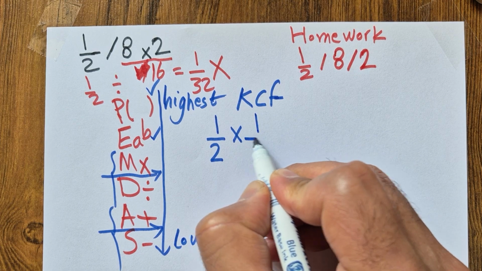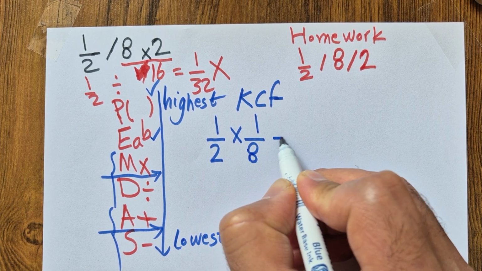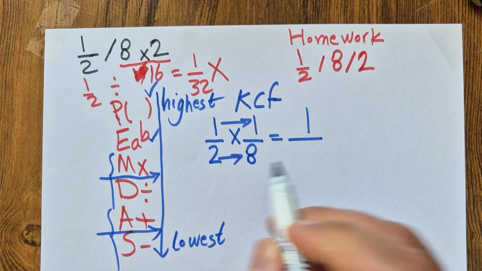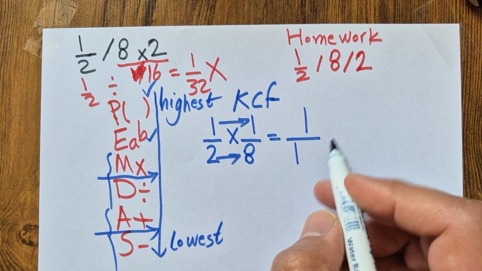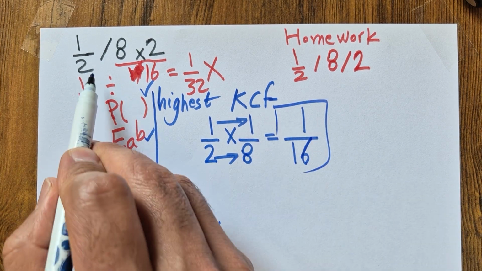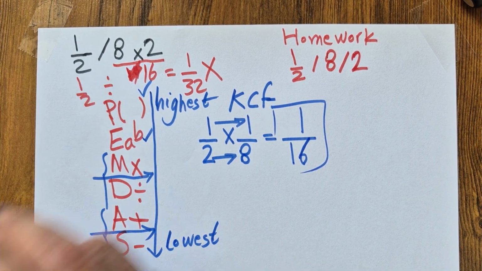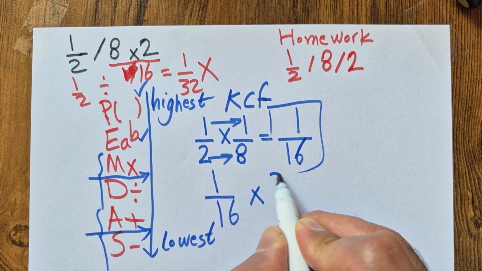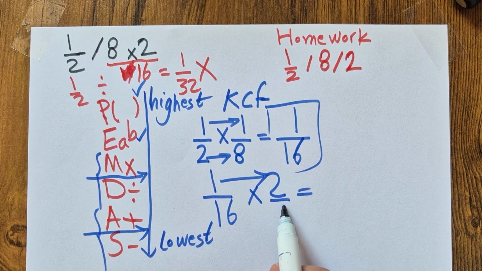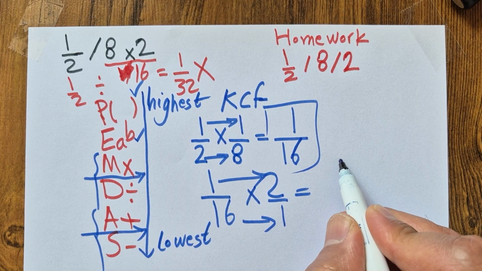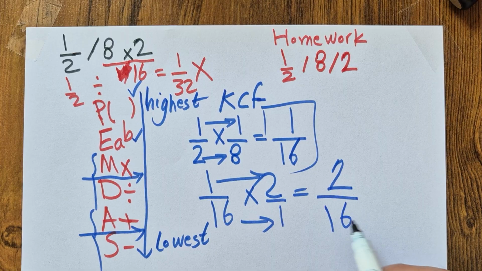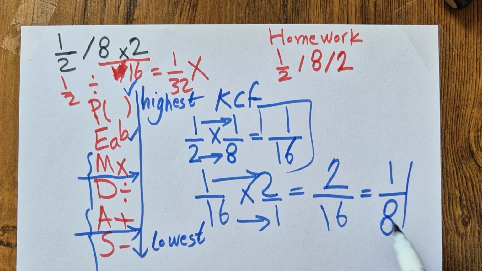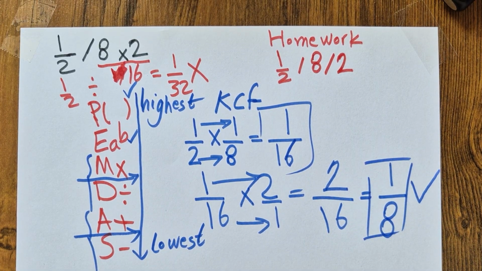So instead of 8, you can write it as 1/8. And this gives us 1 times 1, the numerator, 1. 2 times 8, the denominator, gives us 16. So this is just the value of the first part, 1/2 divided by 8. Now let's write it again. 1/16 times 2. So again, the numerator and the denominator, you should multiply them. So 2/16. If you simplify that, you will end up with 1/8. And that's the final answer for this.